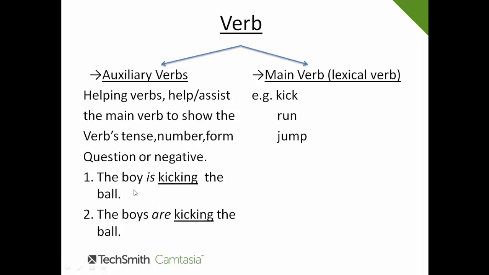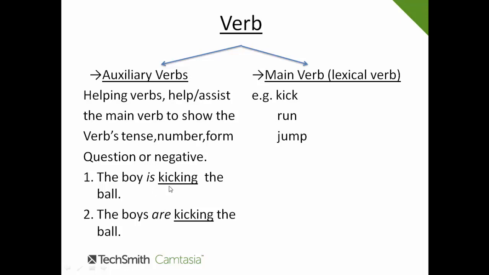Let's see an example. The boy is kicking the ball. Here the auxiliary verb is, which is italicized, is helping the main verb in terms of tense as well as number as well as person.